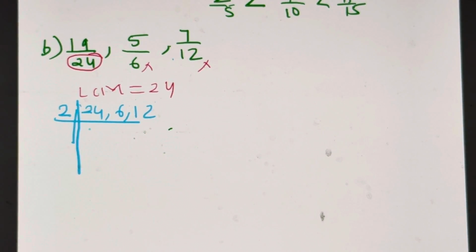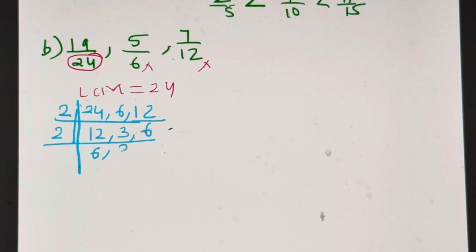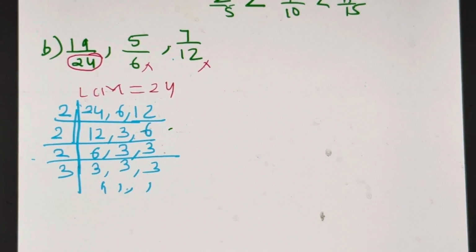So 2, 2 12s are 24, 2 3s are 6, 2 6s are 12. Again take 2, 2 6s are 12, comma. It doesn't come in the table of 3, so write 3 as it is. 2 3s are 6. Again take 2, 2 3s are, now all are 3, so that becomes easy. So 3 1 1 1, right? So the LCM is 24. If we multiply all of them, 2 2s are 4, 4 2s are 8, 8 3s are 24.